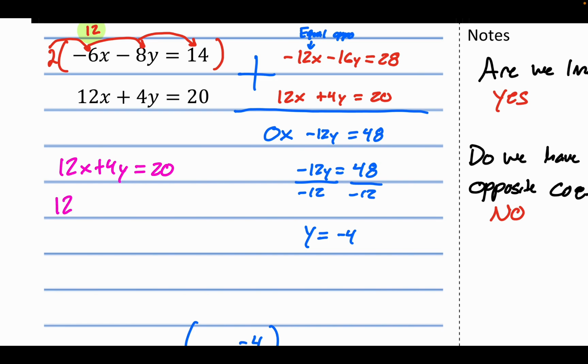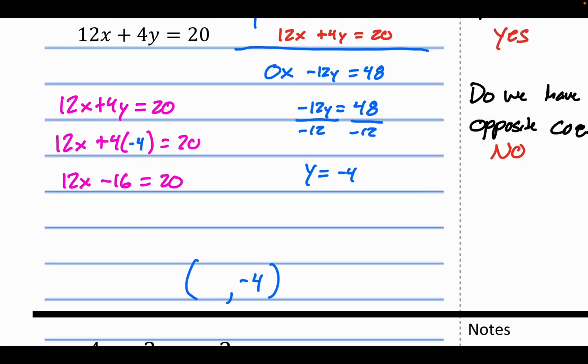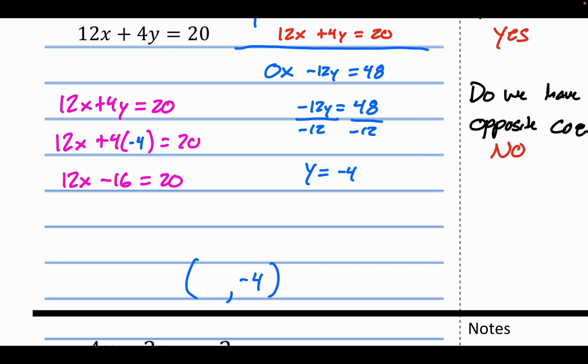for the simple fact that there isn't a negative number. So we're going to plug in the fact that y is negative 4. We get negative 16 in that place. We're going to add 16 to both sides, then divide by 12, and x is 3.